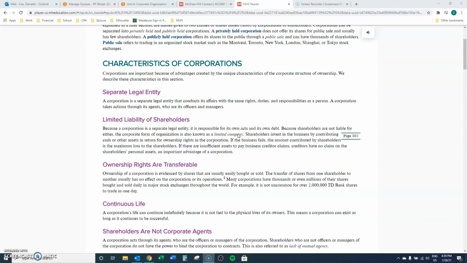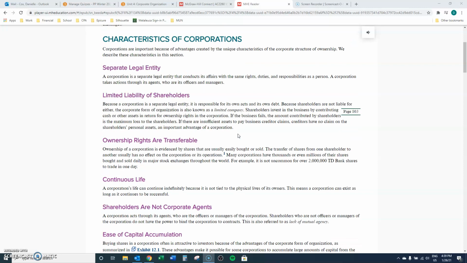Some characteristics of corporations. Again, like I had mentioned, they are a separate legal entity. Limited liability of the shareholders. That just means that when you invest in a corporation, the maximum amount that you can lose is the amount that you have invested. Ownership rights are transferable. That just means that you can easily transfer shares, which represent ownership in the corporation, and it has a continuous life. The life of the corporation is not tied to the life of its owner.